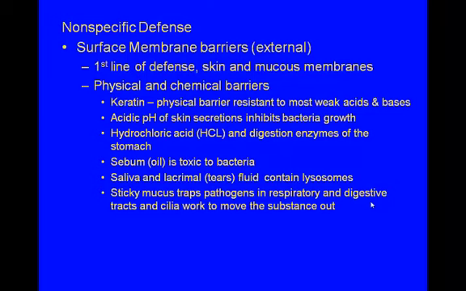Okay, so let's knock out the nonspecific defenses, and then we'll get on into the specifics. So, with the nonspecific, you have the first line of defense, which is your surface membrane barriers. These are all your skin and mucous membranes. Everybody always assumes that your immune system is on the inside, but you've got that easy stuff on the outside. That skin we have is amazing. It keeps a lot of stuff from ever even getting in. You've got keratin, which is a physical barrier that's resistant to most weak acids and bases. You've got the acidic pH of the skin secretion, which inhibits bacteria growth.